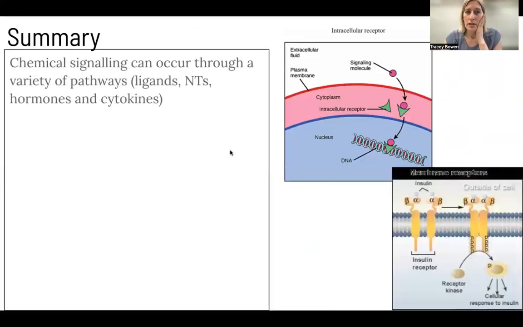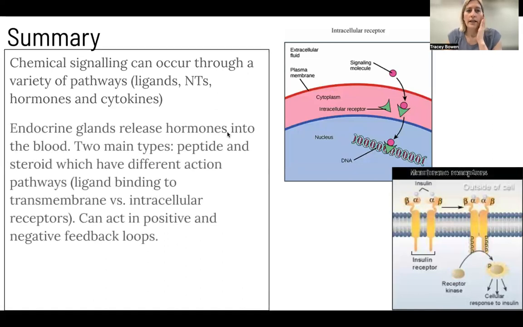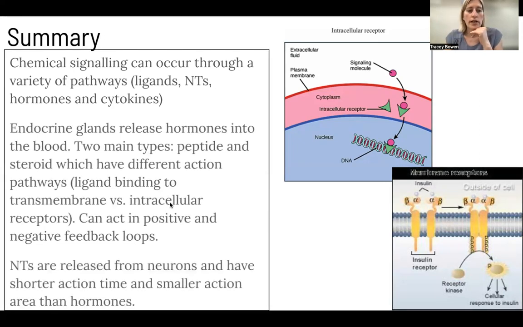So to summarize, chemical signaling can occur through a variety of pathways. It could happen with ligands, neurotransmitters, hormones, and cytokines, and additionally ions, like calcium ions. Endocrine glands release hormones into the blood, and 2 main types of hormones are peptide and steroid, which have different action pathways, ligand binding to transmembrane versus intracellular receptors. And these hormone interactions can act in positive and negative feedback loops. So neurotransmitters are released from neurons and have shorter action time and smaller action area than hormones do.